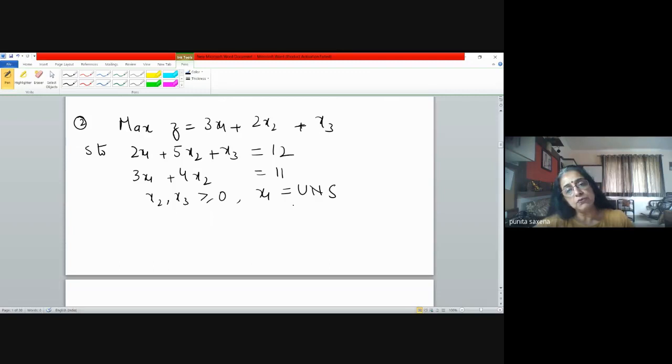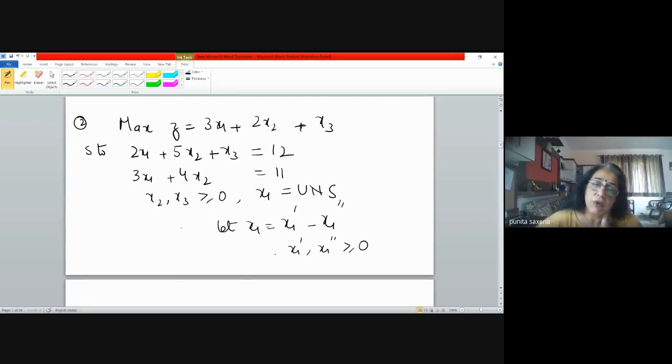So that means for x1, I can extend it to the other side of the x's also. Okay, the problem that needs to be solved. So because x1 is unrestricted in sign, what we do is, first of all, we write x1 as x1 dash minus x1 double dash, where both x1 dash and x1 double dash are more than or equal to 0.